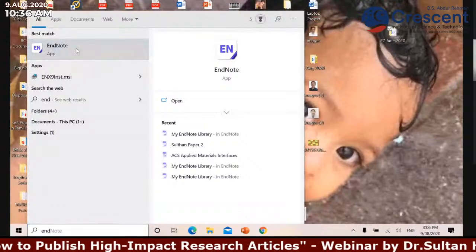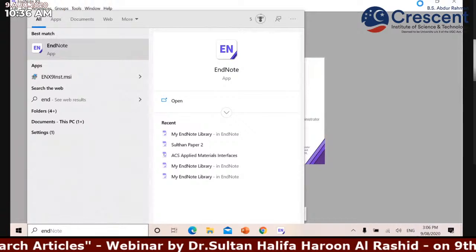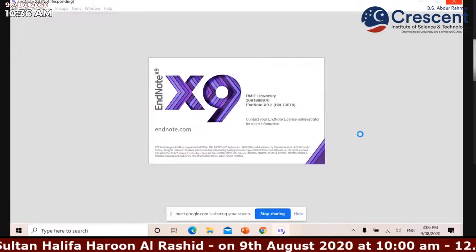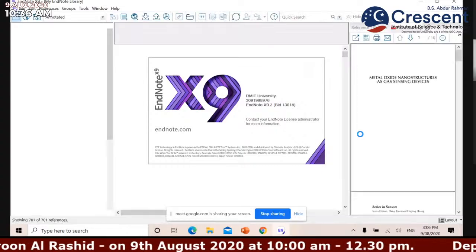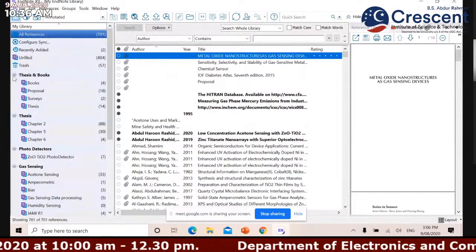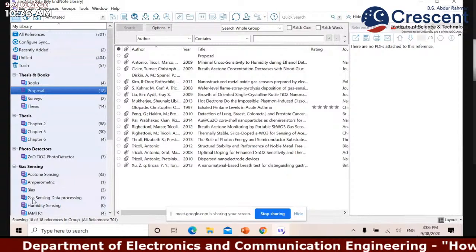Here's my EndNote. Just for one of my research, not for all. I have 18 different EndNotes for different literature surveys of mine. This EndNote is my gas sensing literature EndNote. You can see I have put the books, proposals, surveys, everything in one.